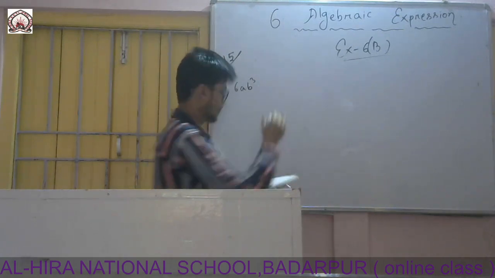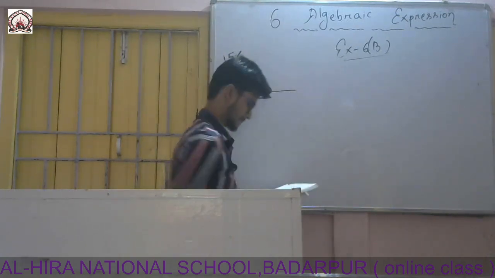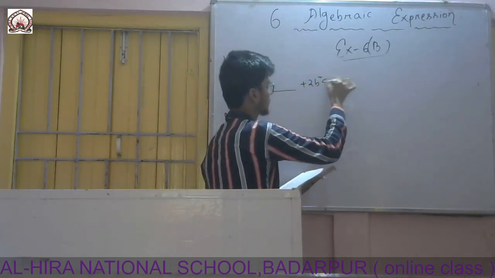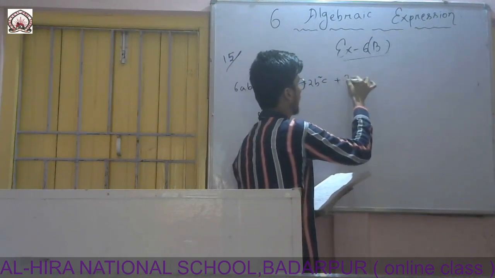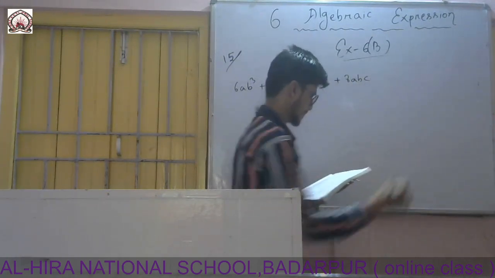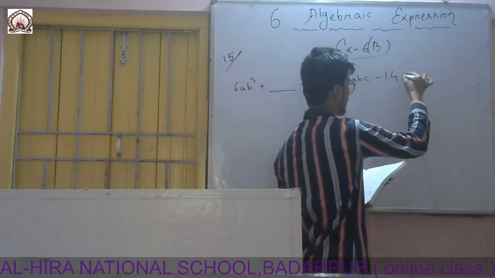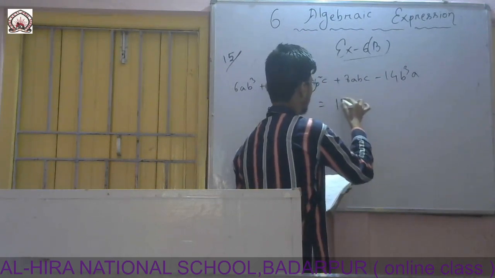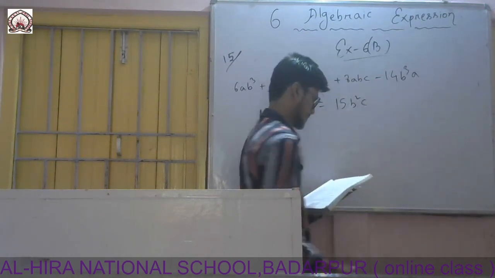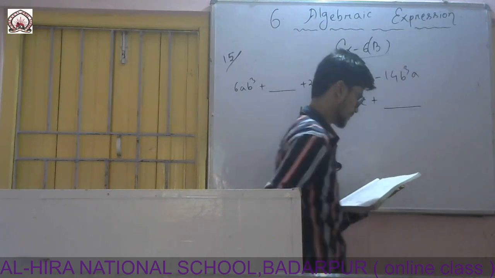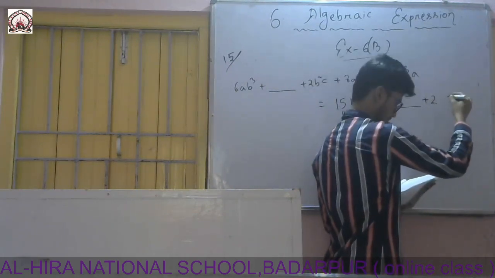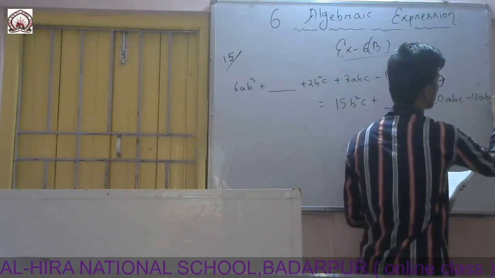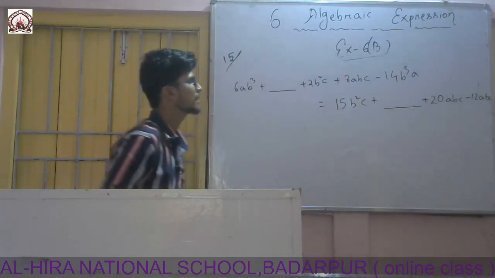6ab cube plus dash plus 2b square c plus 8abc minus 14b cube a equals to 15b square c plus again another dash, then plus 20abc minus 12abc. So this is the question. I have to fill these blanks.